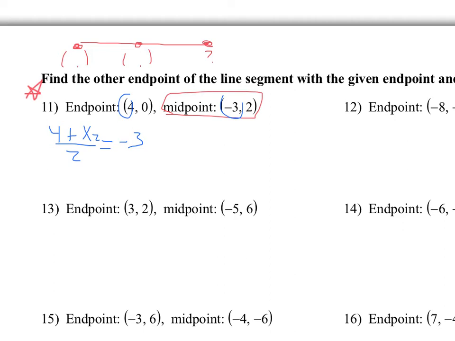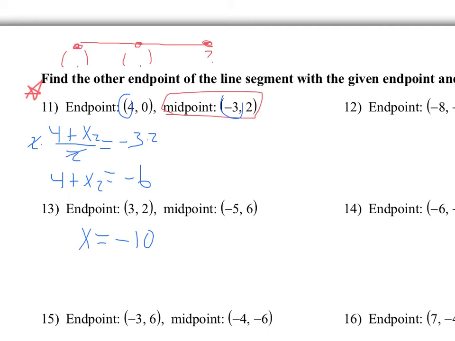And we start by multiplying by 2, and we get the 2's to cancel, and we get 4 plus x sub 2, which is our second endpoint, equals -6. We subtract 4, and x is then -10. So that is the x value of the other endpoint.